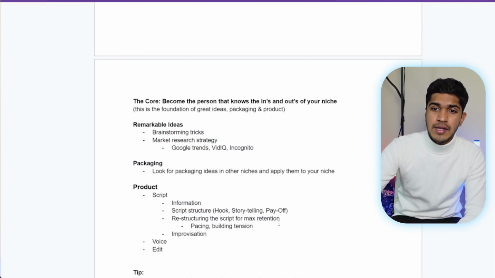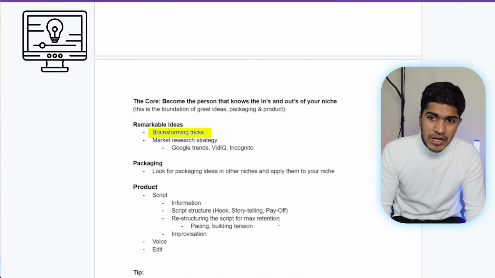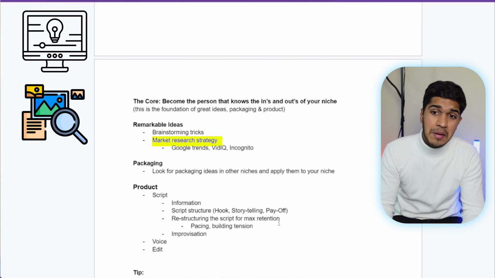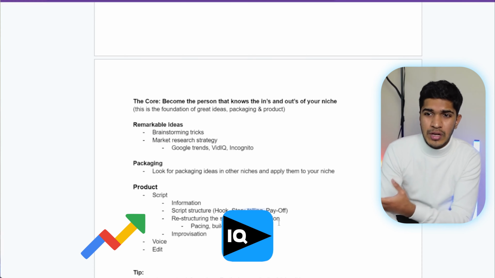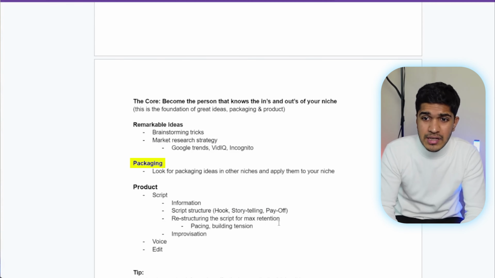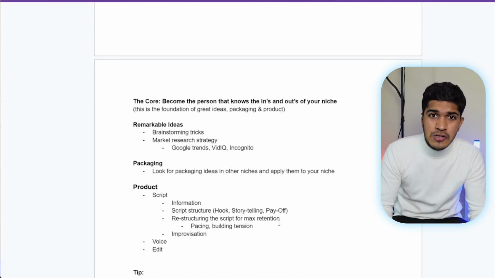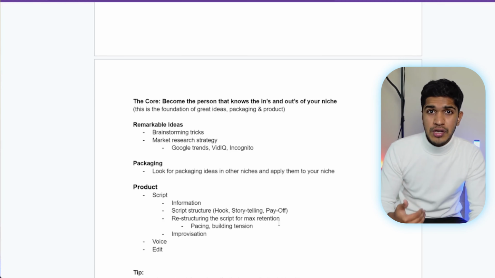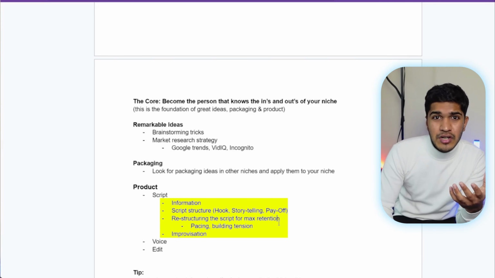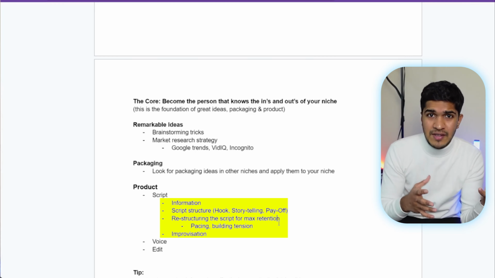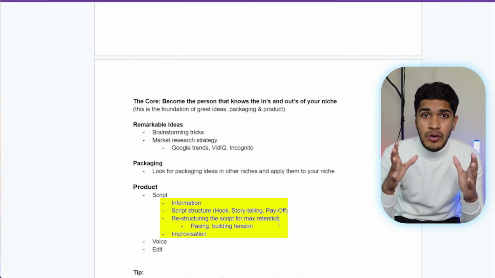And once you have done that, it comes down to these three things, right? So remarkable ideas, brainstorming tricks, there are a lot of tricks. And then marketing, market research strategy could be going to Google Trends, vidIQ, Incognito. Same goes for packaging. Look for packaging ideas in other niches and apply them back to your niche. Product, right? Script, information, script structure would be hook, storytelling, payoff, restructuring for maximum retention, which is spacing and building up tension. So there's a lot of specific things, guys.